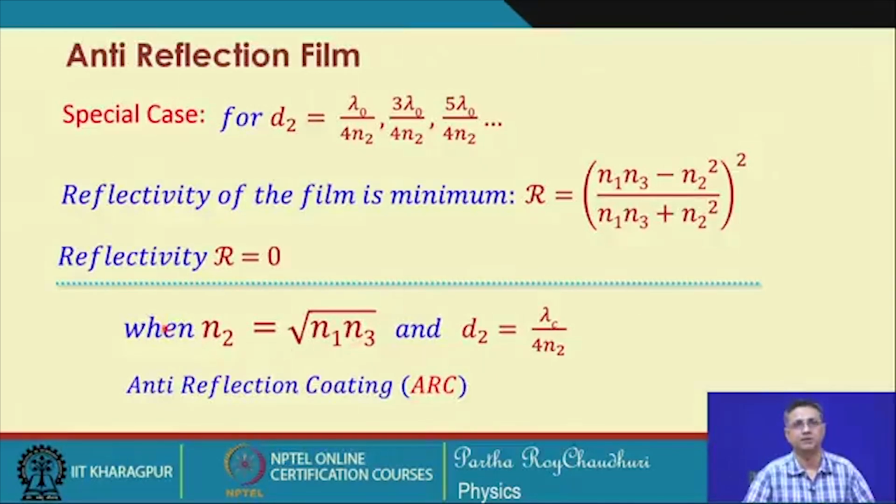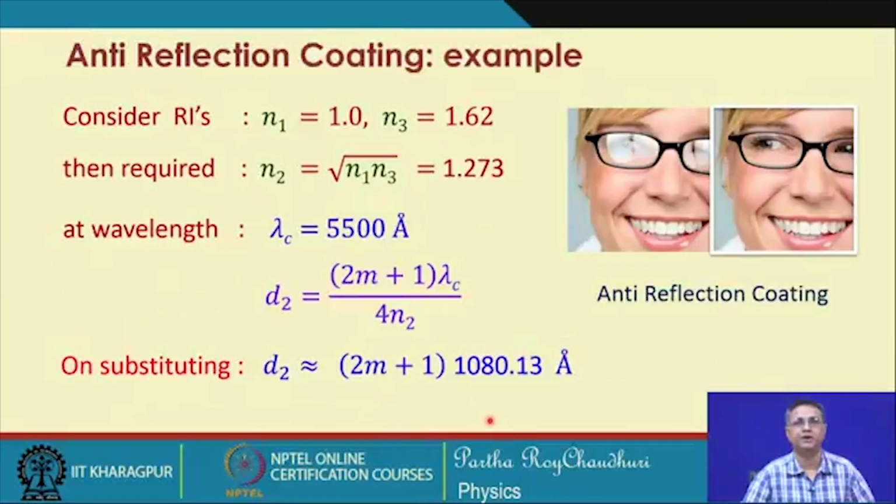So, if I choose these values n 2, n 1 and n 3 according to this expression, then there will be no reflection from the film, and that is what is called the anti reflection. And by choosing these refractive index materials, we have this anti reflection coating.